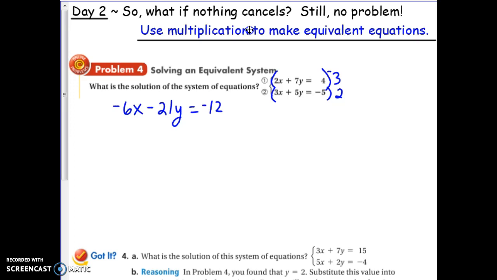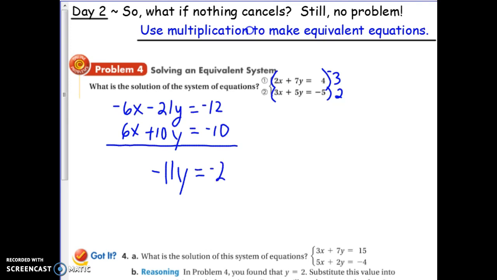Then I do the same thing on the bottom, but this time I'm multiplying by just 2. So the 3x times 2 is 6x, the 5y times 2 is plus 10y, and finally the negative 5 times 2 is negative 10. So now that I do have opposites, my x's will disappear. My y's become negative 11y, and this is equal to negative 22. All right, so it's only a step or two more than what we did before. Finally, divide by negative 11, and that will give me my y value. So y is equal to 2.